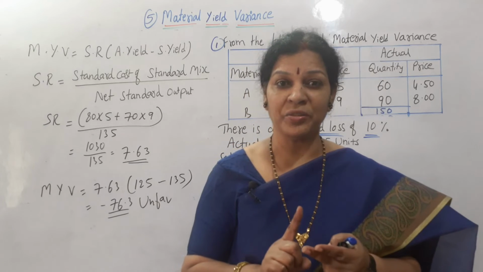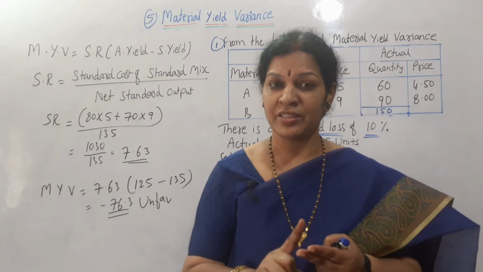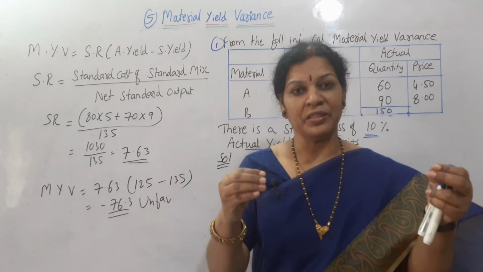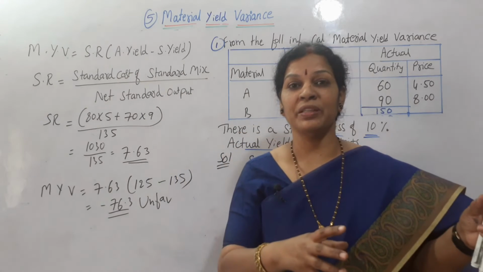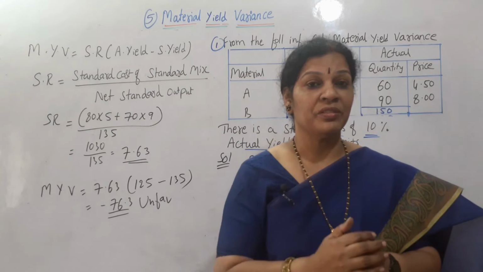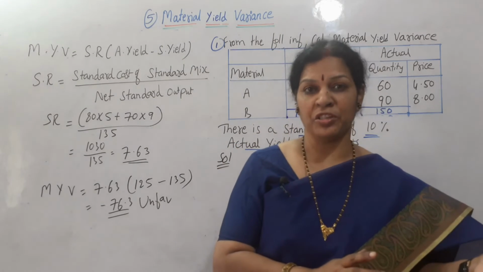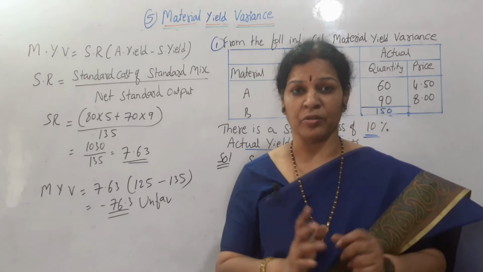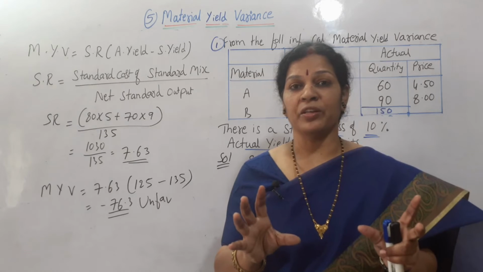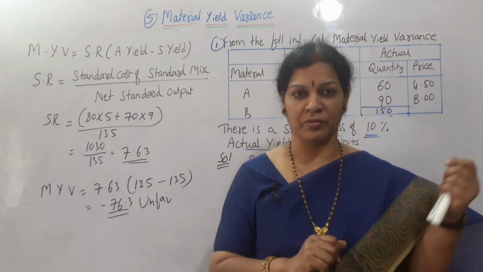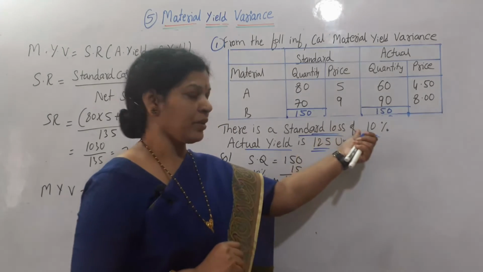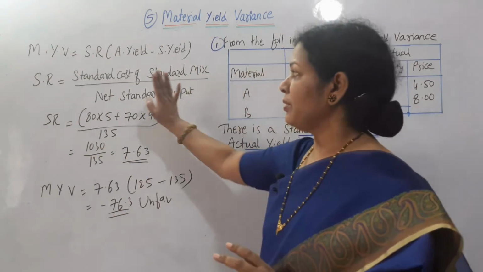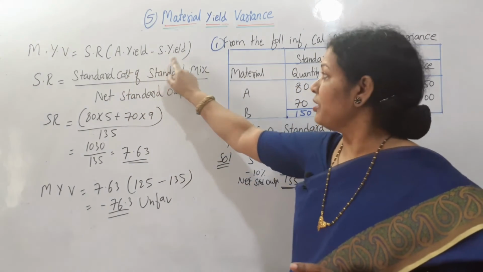Now what you have to understand is what material yield variance is. The formula is standard rate into actual yield minus standard yield. This variance is nothing but the difference between the actual yield and standard yield. Sometimes actual yield may be more and sometimes standard yield may be more. Yield means output, actual output and standard output. Generally for standard output there will be an adjustment, as here the 10% loss is given. We have decreased it, and now the net standard output is this one.